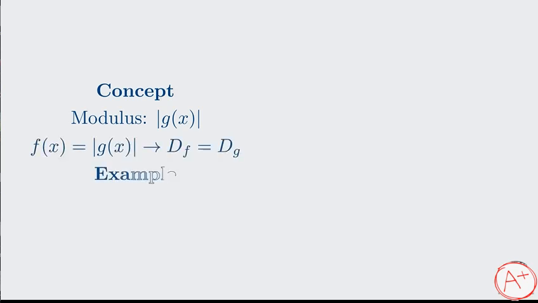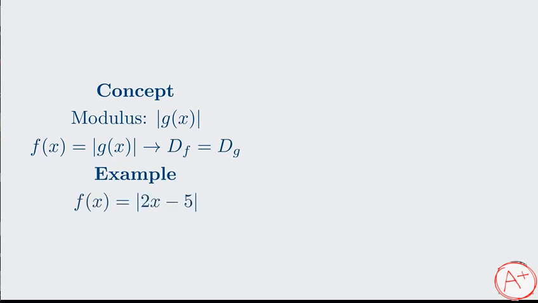The modulus function, written as vertical bars around an expression, simply takes the absolute value of the output. Because the modulus is applied after the inner function has been evaluated, it does not impose any new restrictions on the input. Therefore, the domain of a modulus function is identical to the domain of the function inside the bars. Let's look at an example.